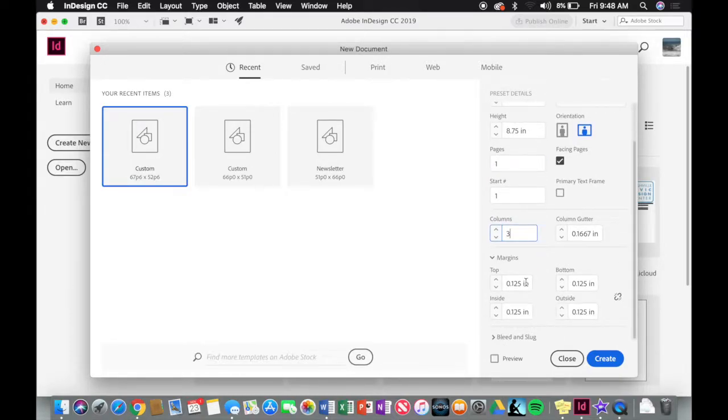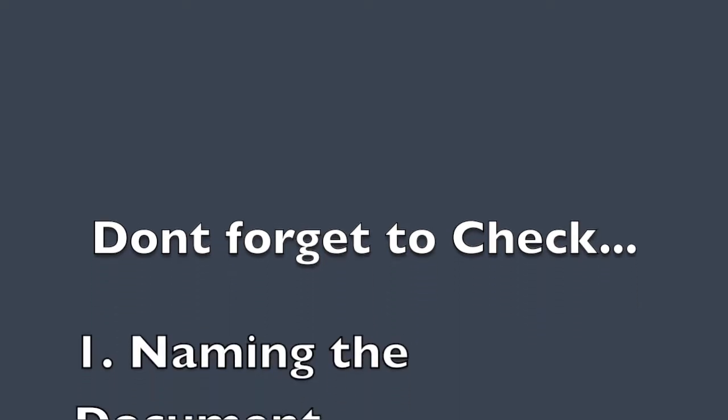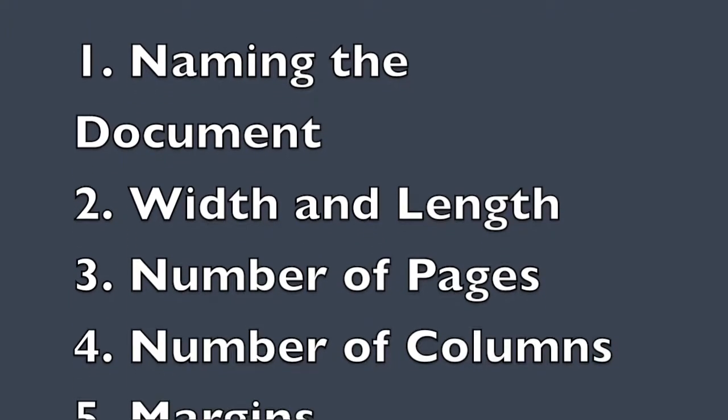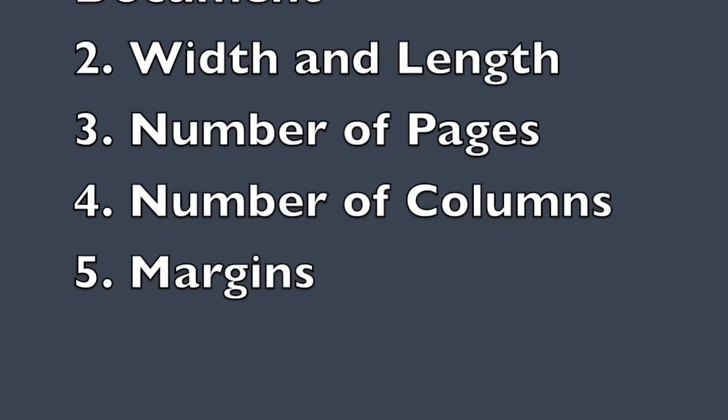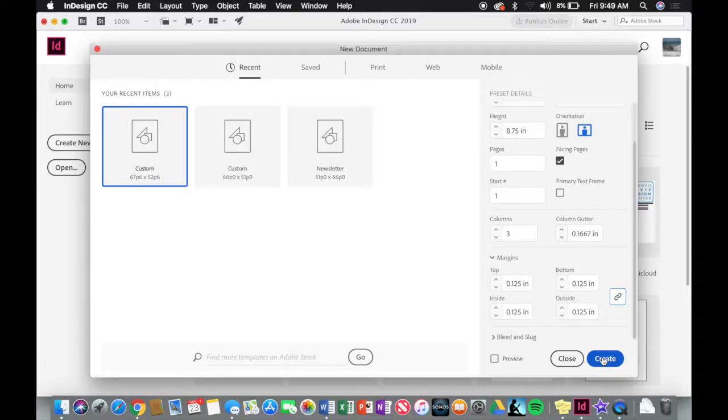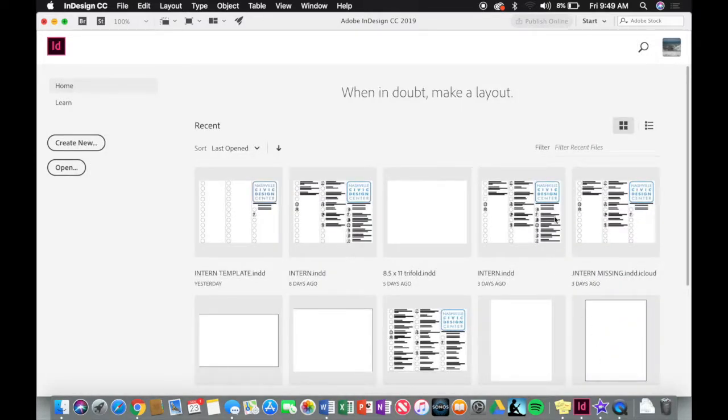Lastly, open the margin options at the bottom. Change the top to 0.125, then proceed to clicking the link button on the right-hand side. This will automatically change all of the other margins to the same degree. Before creating your document, ensure that all of the necessary changes have been made: naming the document, width and length, number of pages, number of columns, and margin. If you have completed all of these necessary changes, then proceed to creating your new document.